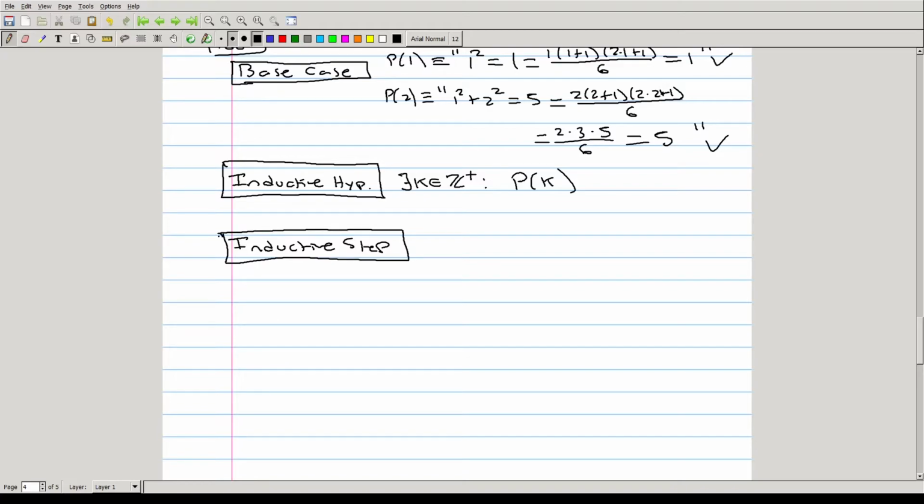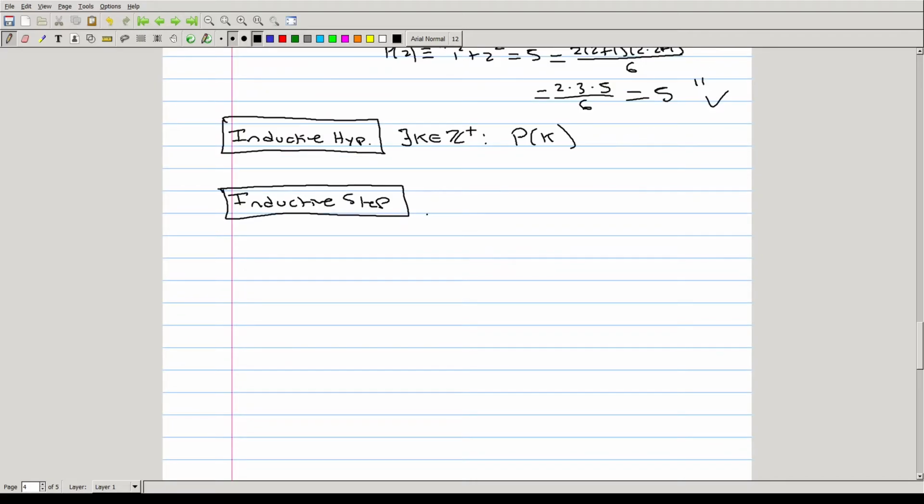So the idea here is that the inductive hypothesis is evidenced by the base case. If you correctly show the base cases, the inductive hypothesis will be a valid hypothesis. This is why we split this up into two parts. But now we have to do the inductive step, which is the step where we have to show that for all k in the positive integers, if P of k is true, then P of k plus 1 is true.